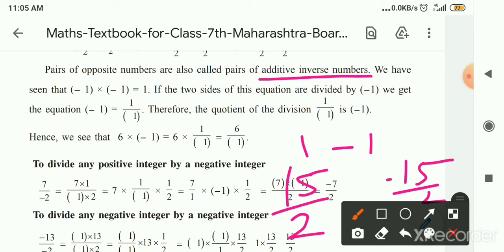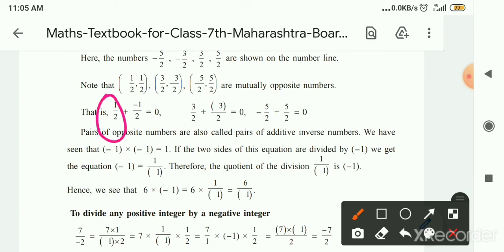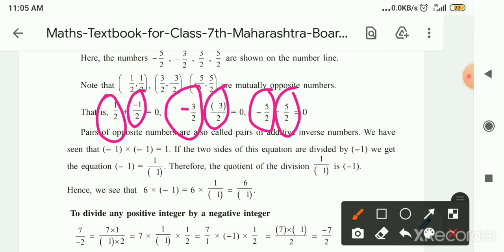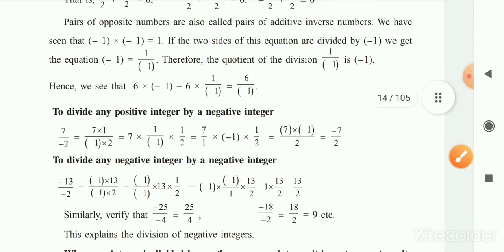In this way, what does additive inverse mean? The number and its opposite number. So this is the number, and this is its additive inverse. Here the sign was forgotten. Minus 3 upon 2, its additive inverse is plus 3 upon 2. Minus 5 upon 2's additive inverse is plus 5 upon 2. And the sum of a number and its additive inverse is 0. Okay, so this is the first point.